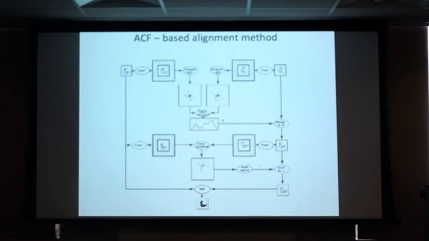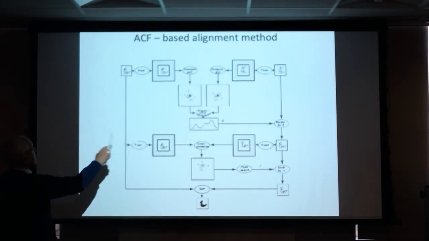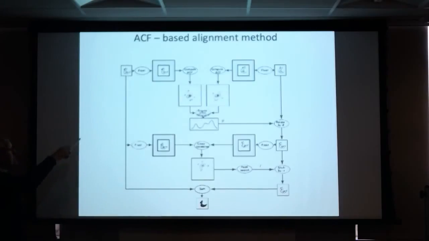All right. So this can then be used in a recipe for an ACF-based alignment method. So you simply follow the computation of ACF with the determination of the rotation, and then after you rotate the image, you can apply translational cross-correlation to the rotated versions and wind up with the final alignment.